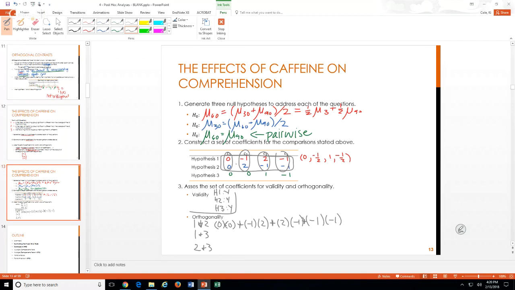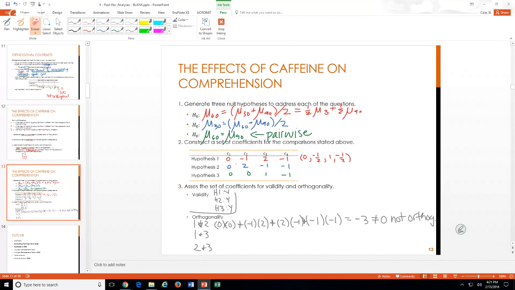So I have 0 plus -2 plus -2 is -4 plus 1 is, what is that? -3. Does that equal 0? No, not equal 0, not orthogonal. Okay. Let me erase those doodles.